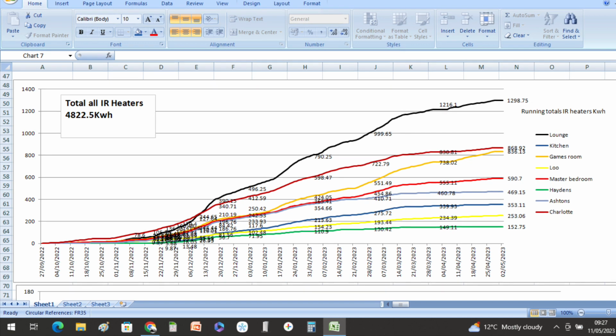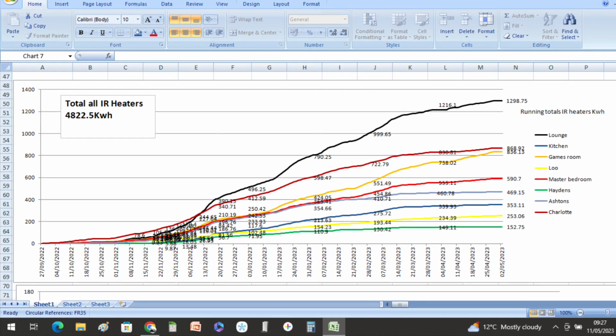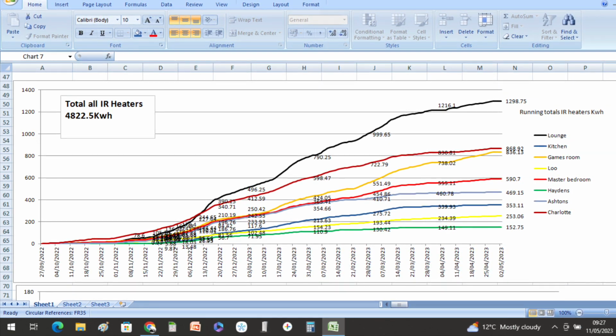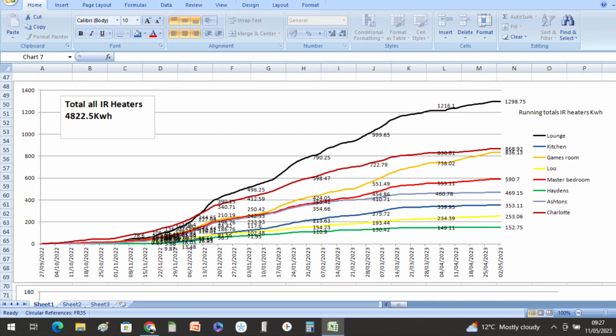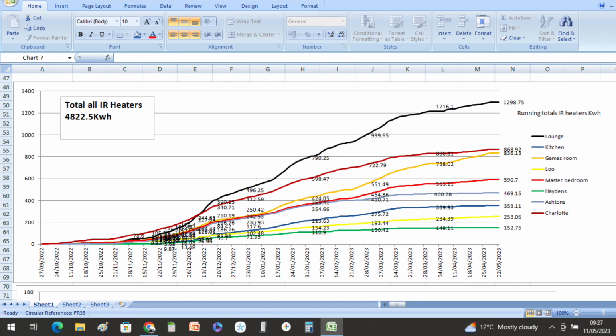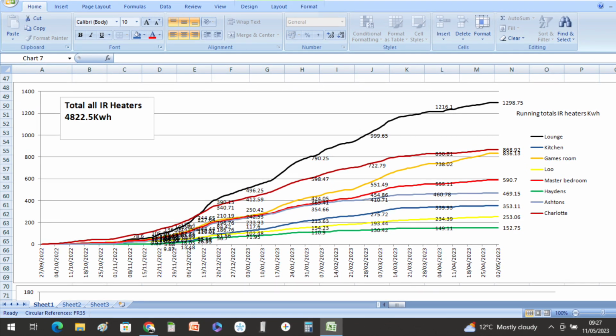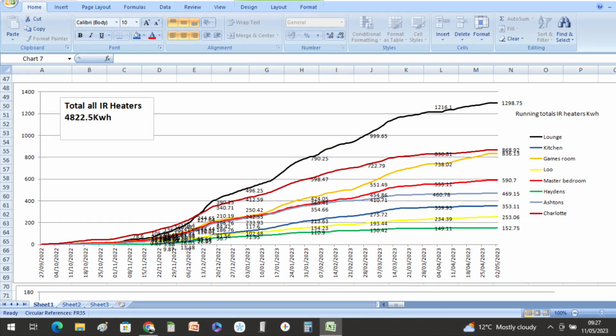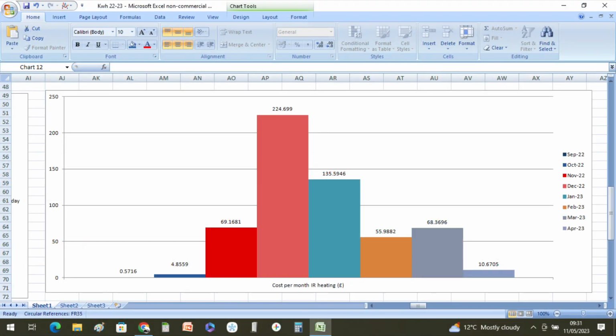Interestingly, the loo actually used more than the box bedroom because it's on an outside gable wall and on the extension, which seems to be a very cold room generally because of where it is. It gets very little sun. Moving on to the costs, December was the most expensive at £224 for the month.